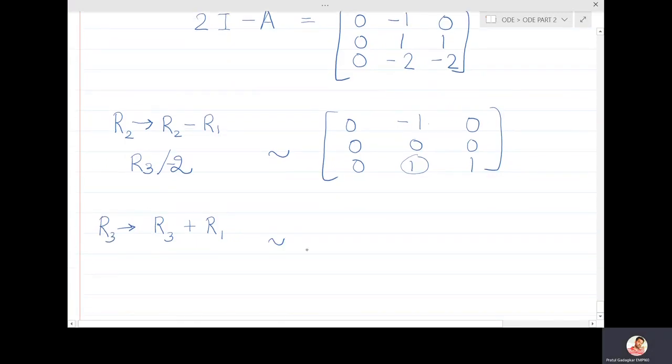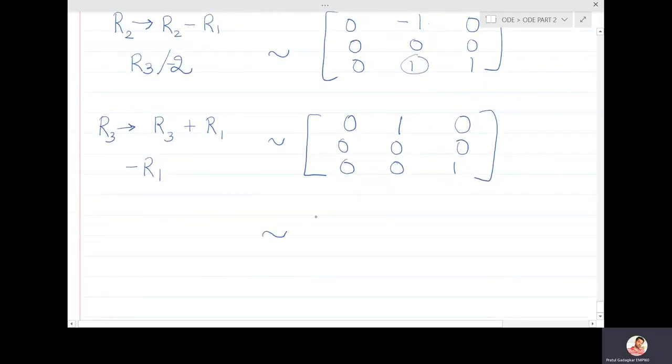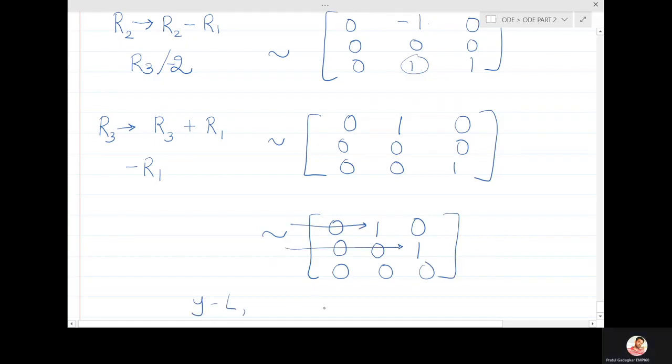What am I going to get? I'm going to get 0. Let me put a minus sign. So multiplying the first row by minus 1, this is 0, 0, 0, and this is 0, 0, 1. Putting it in echelon form, taking all the 0 rows to the bottom, I'll get 0, 1, 0, 0, 0, 1, and 0, 0, 0. So this means that Y is leading, Z is leading, and X is free, so X is t, t belongs to R.